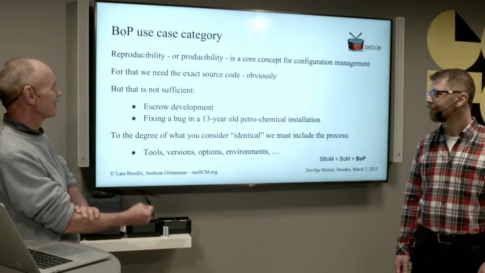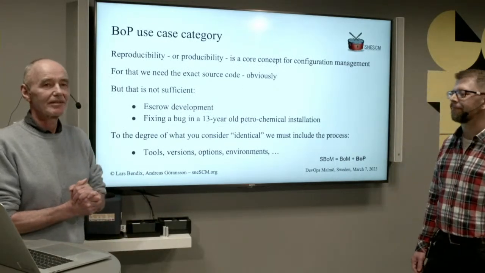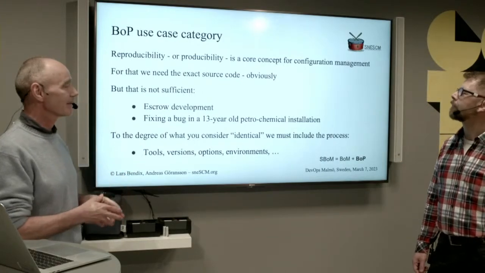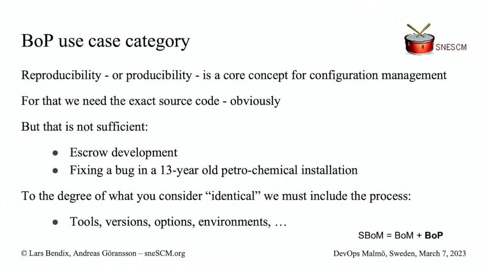Bill of process. Reproducibility, or to be able to produce something, is at the core of software configuration management. So for reproducibility, we need to have the source code. That's the obvious step. But we need to have more.